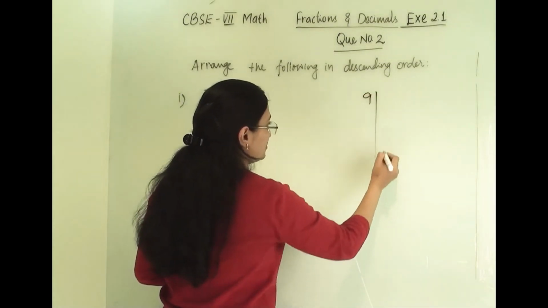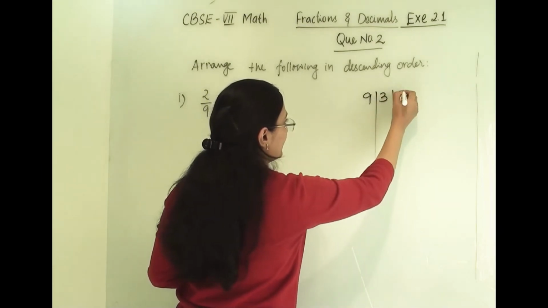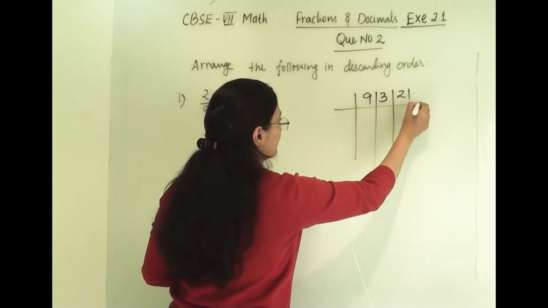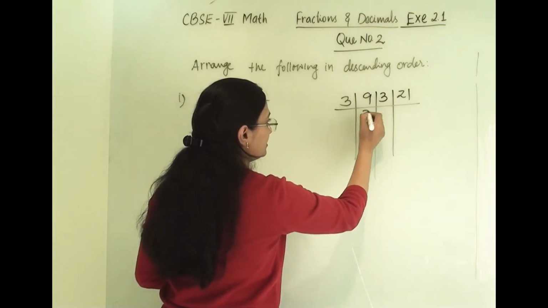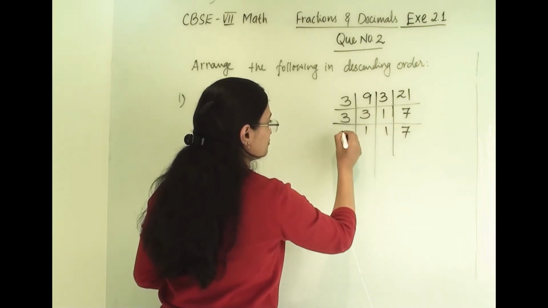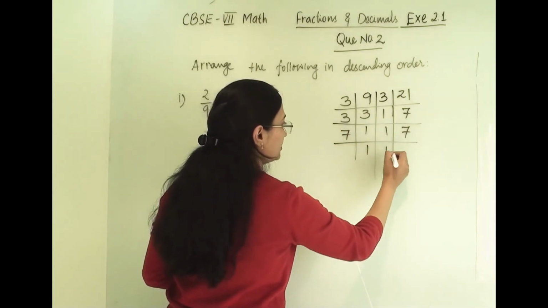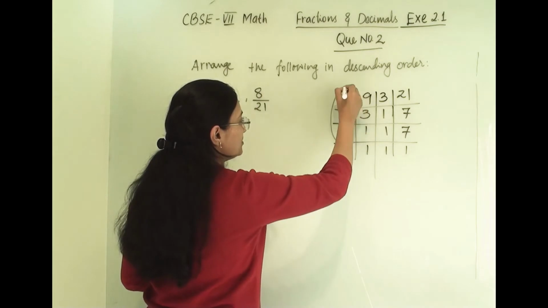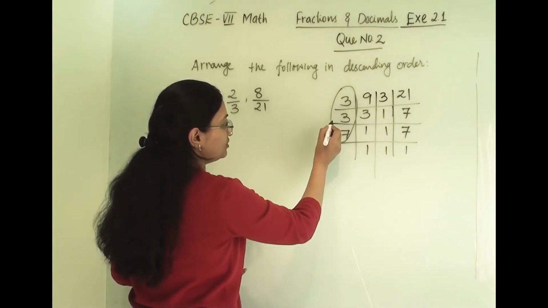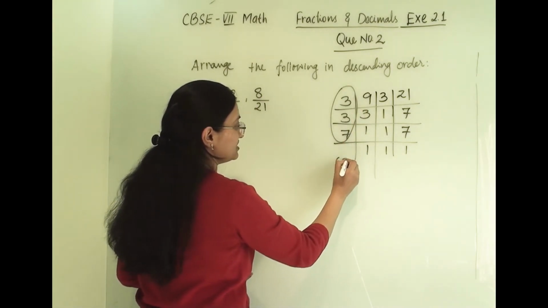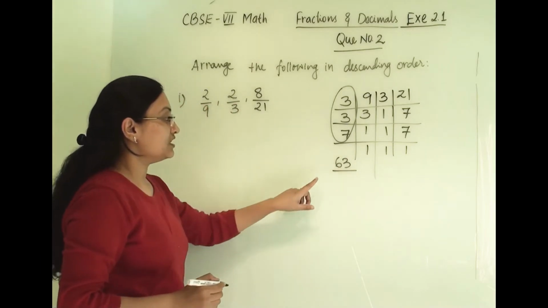Here we are going to write 9, 3 and 21. So here let us take first 3. So 3, then 1 and 7. So here 7 and 1, 1 and 1. So this is going to be our LCM. 3 into 3, 9, 9 into 7, 63. So 63 is our LCM.